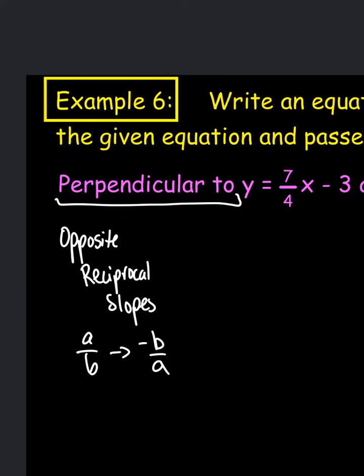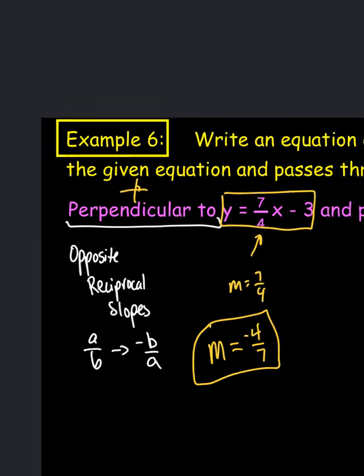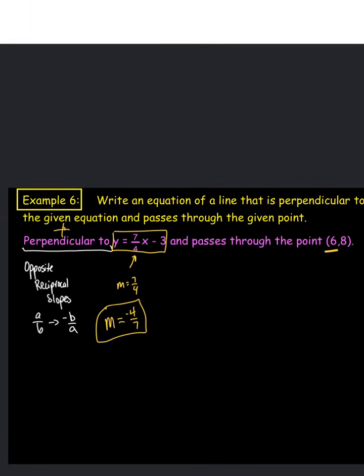Okay, so if this is our given equation, let me highlight it here. Y equals 7 over 4x minus 3. The slope here is 7 over 4. So the slope for a perpendicular line, and by the way, perpendicular, in case you forgot, just think of it like a T where it's a 90-degree angle. So the slope of a perpendicular line would be negative 4 over 7. So our slope for our situation is going to be negative 4/7. And then it says it passes through the point 6, 8.